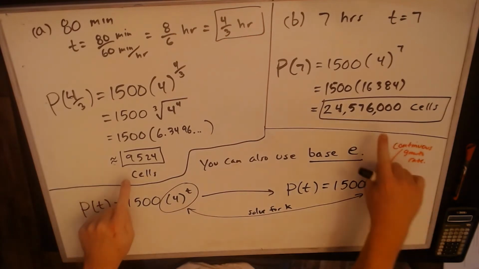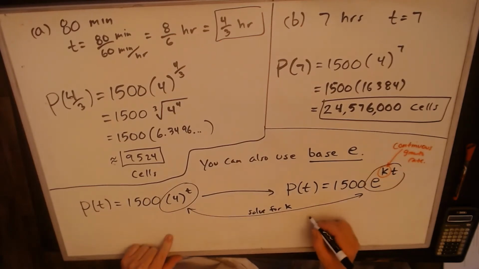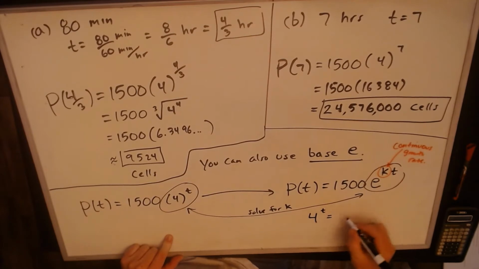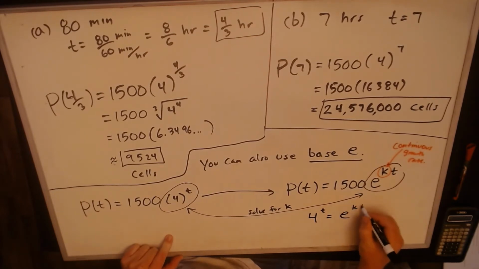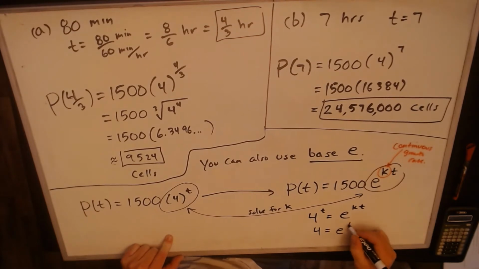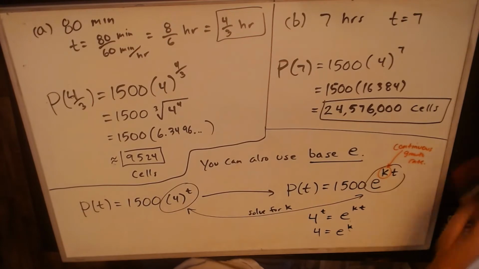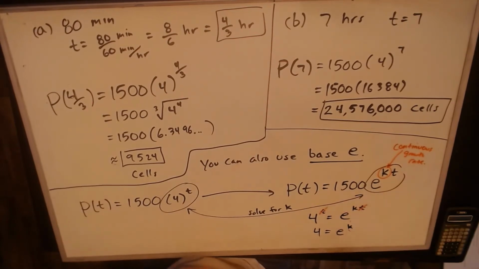Now, I do already have the answer. I'm just giving you an alternate way of resolving this problem. So you're going to have 4 to the t is equal to e to the kt. Or in other words, 4 is equal to e to the k. You could just cancel the t's here. We saw how that worked before.